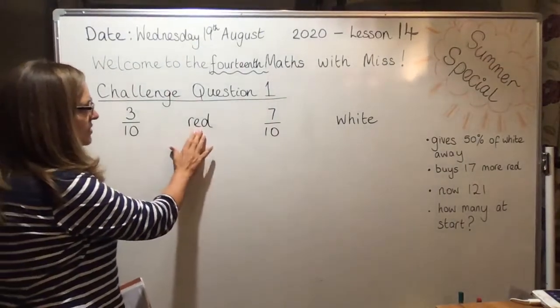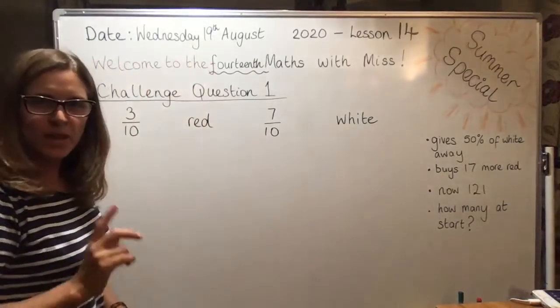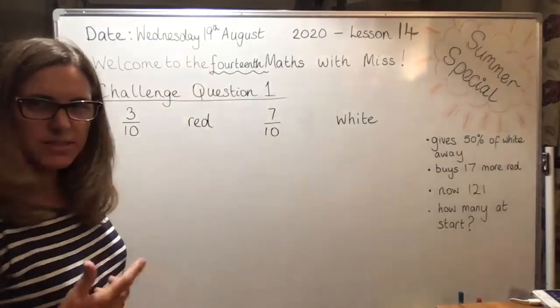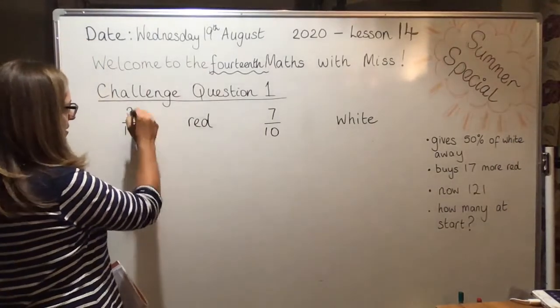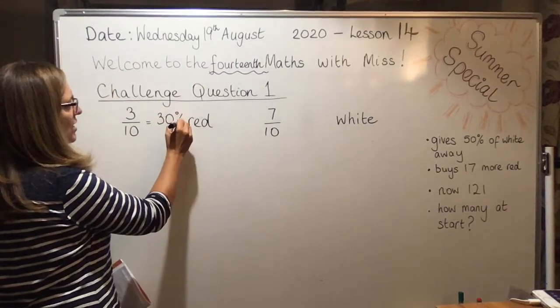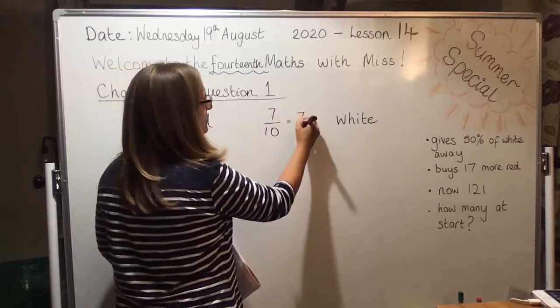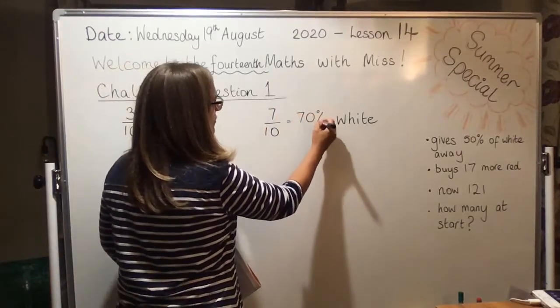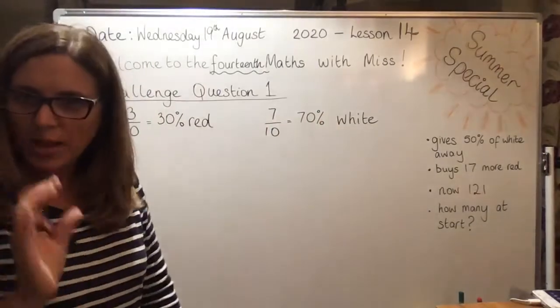3/10 of the roses are red, 7/10 are white. Now I'm going to work in percentages this time. So I'm going to convert that. So that's 30 over 100 or 30% red. 7 over 10, which is 70 over 100, or 70% are white. Okay, so that might help you.